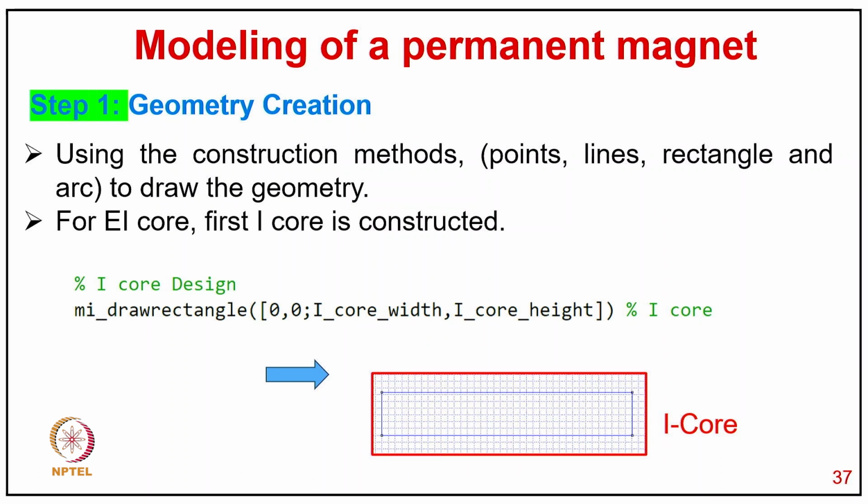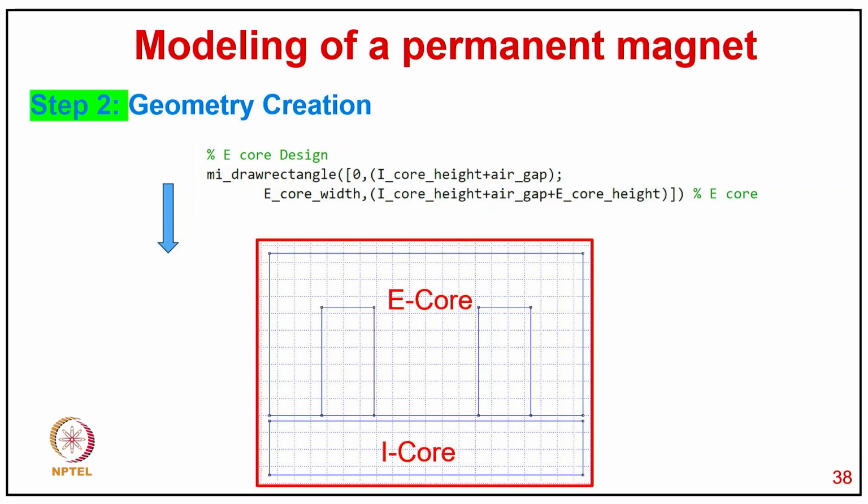And then, typically using the construction method, define lines to draw the EI core. First the I core is to be constructed. So for the I core, you can just see in the code how the I core is created as a mesh here with the diagram. And then you have the geometry, step to the geometry.